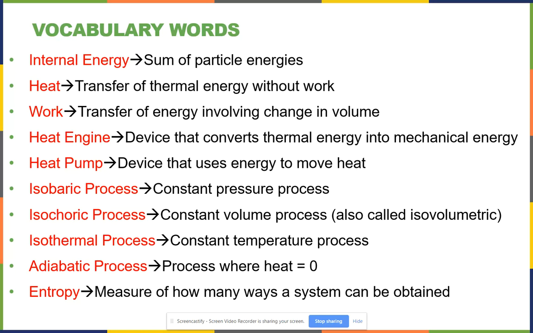Then there's adiabatic, and adiabatic is the one that people get the most confused about. Adiabatic means no heat. It's not iso, because iso means constant. It's no heat. And finally, just to throw it in there, entropy: a measurement of how many ways a system can be obtained. How many people have heard that definition for entropy before?